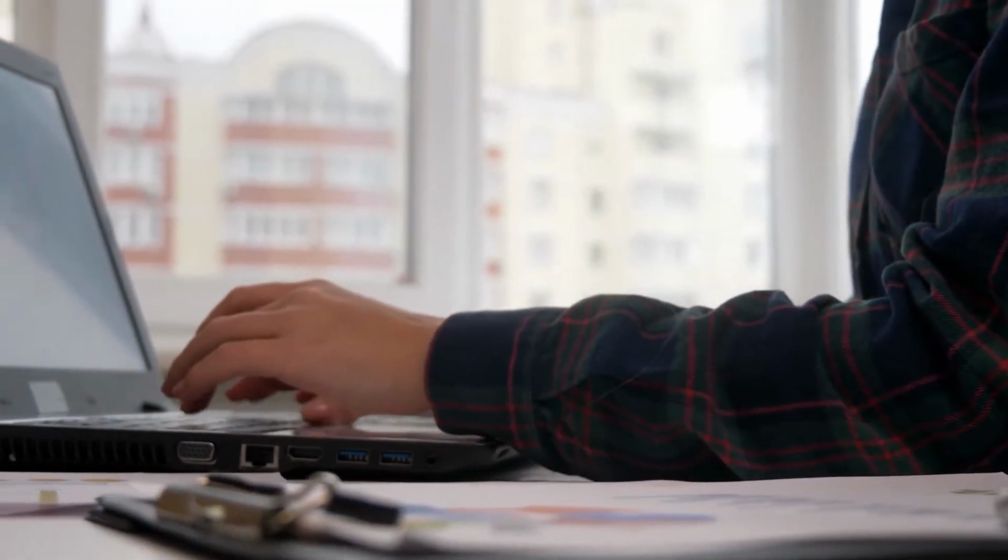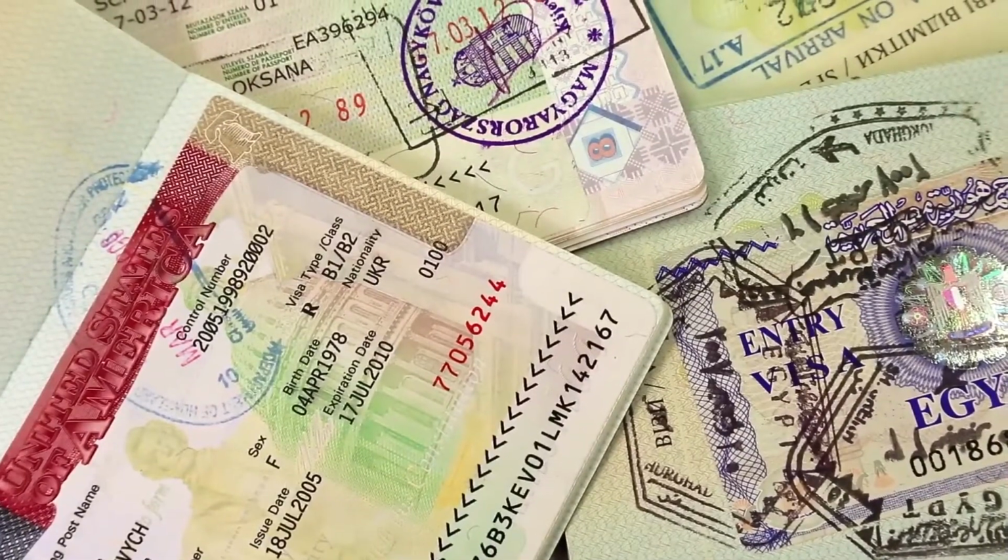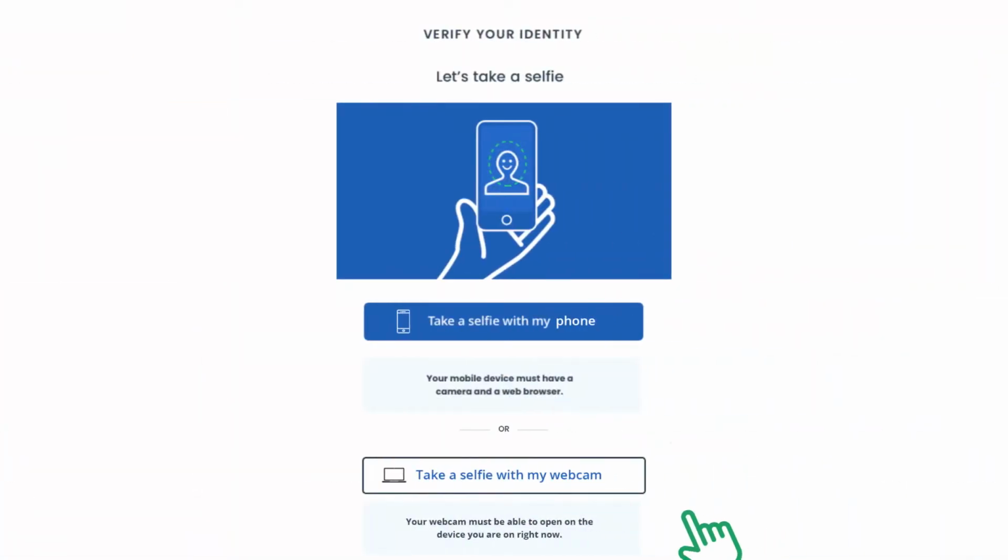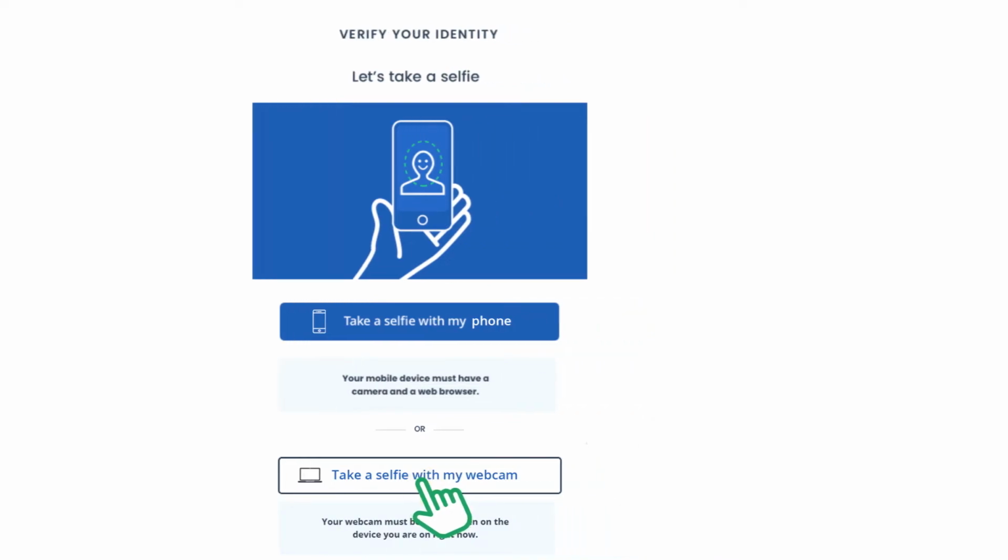The platform may request a copy of your driver's license or passport, as well as a selfie to prove your appearance matches the documents you submit. Ensure that everything is correct and up to date for a smooth process.